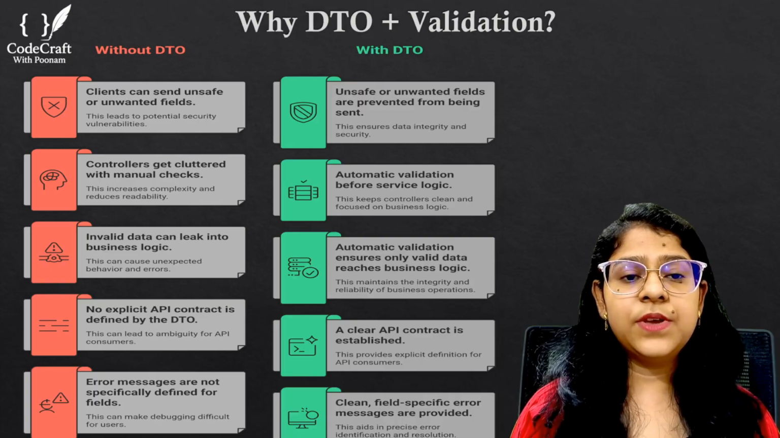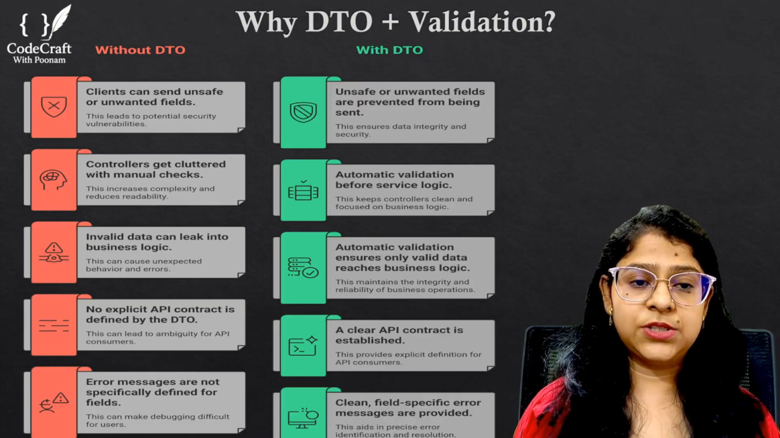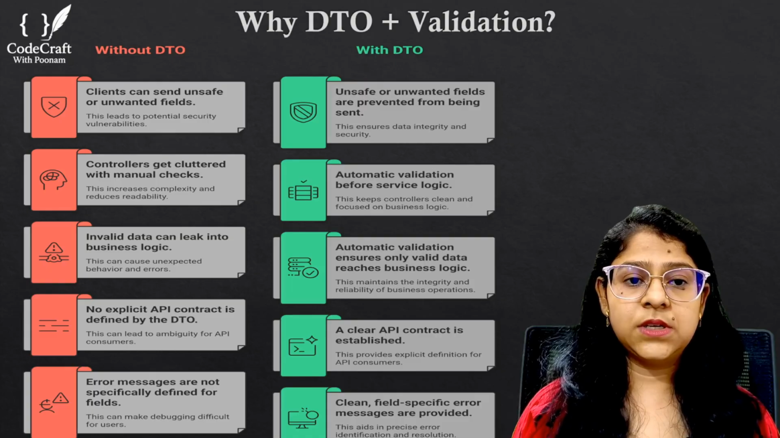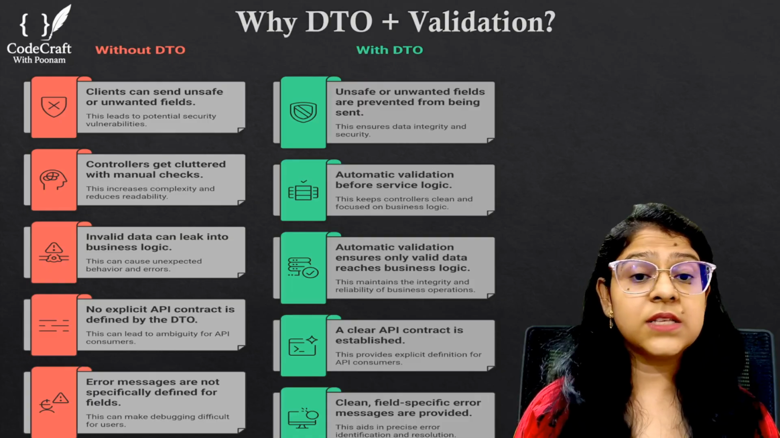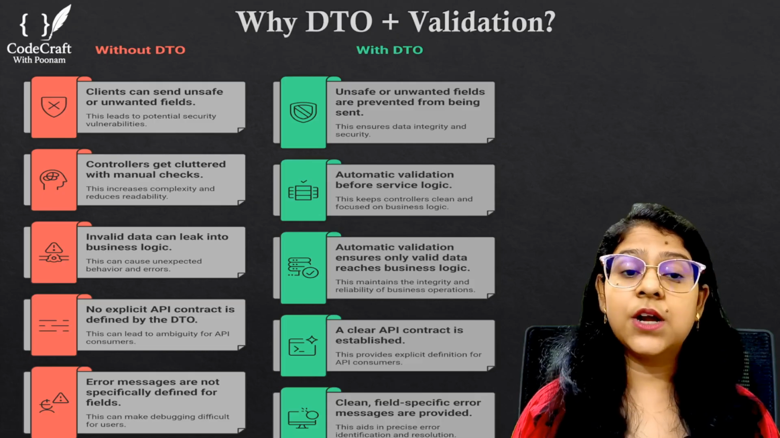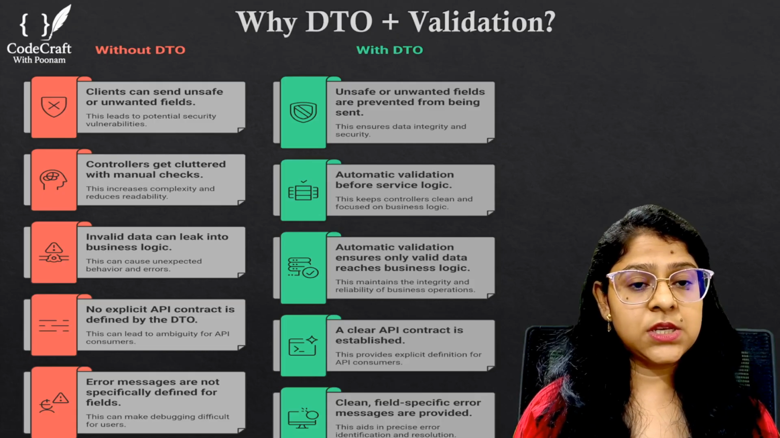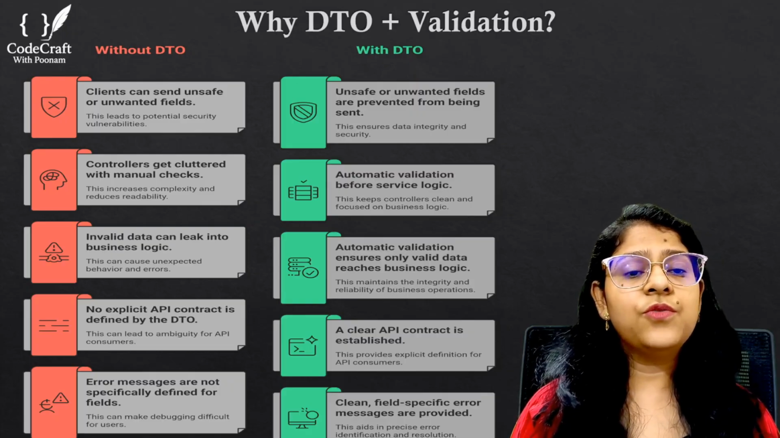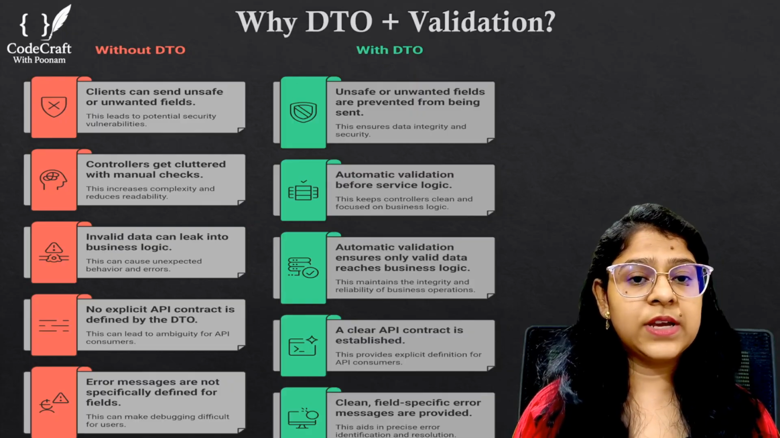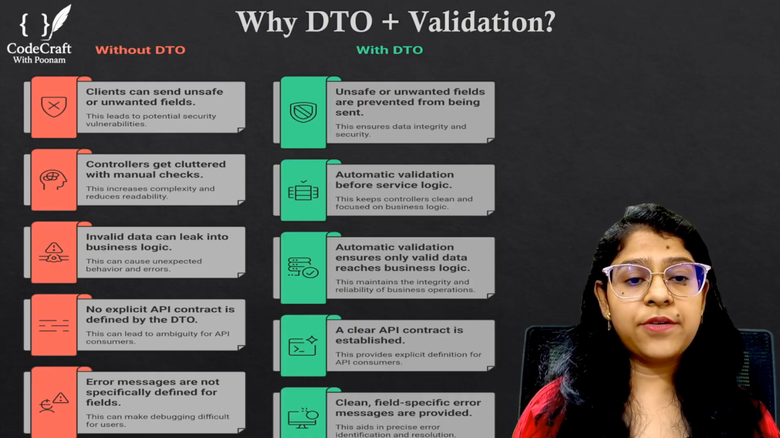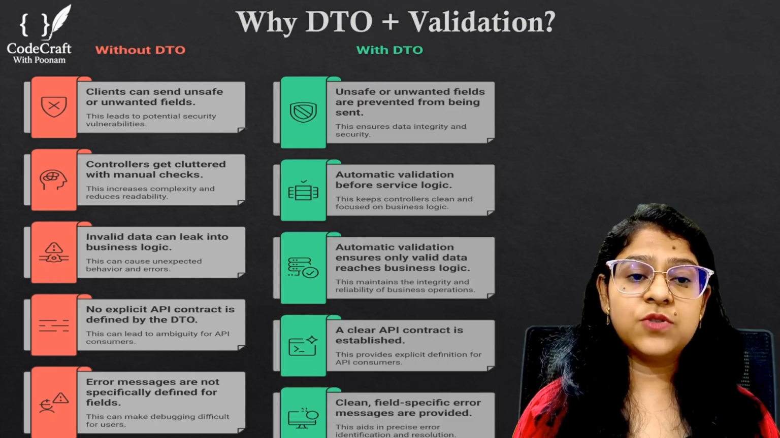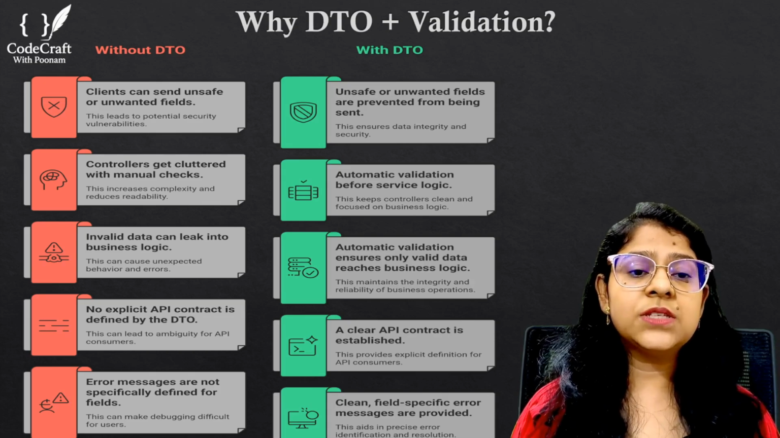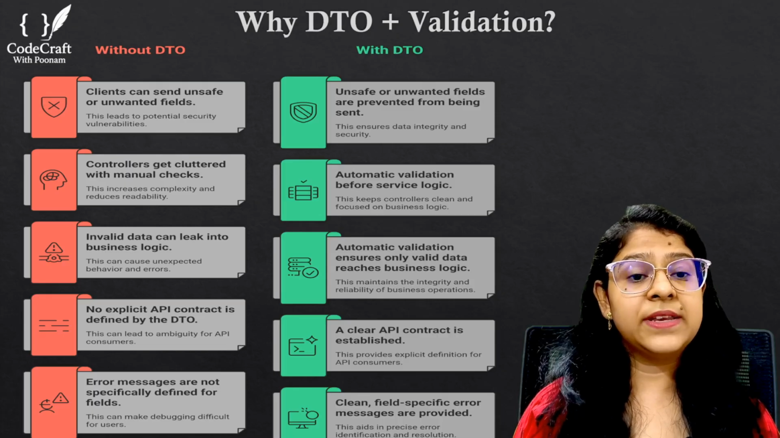So now coming to why DTO and validation. What happens if we go without DTO and validation? If we accept entity objects directly from API request, then clients can send unsafe or unwanted fields, right? Controllers get cluttered with manual checks, and invalid data can leak into business logic, right? If you go with DTO and validation, then what we get is clear API contract, automatic validation before service logic, clean field specific error messages.